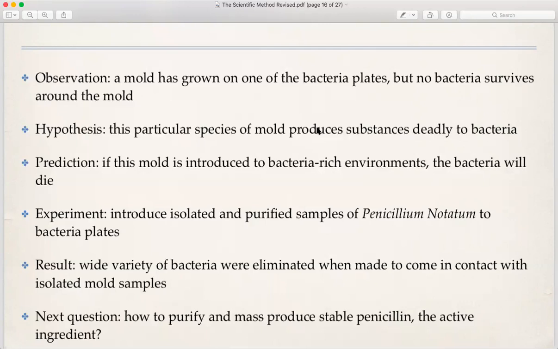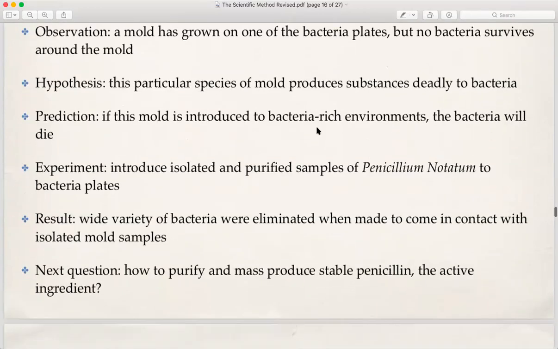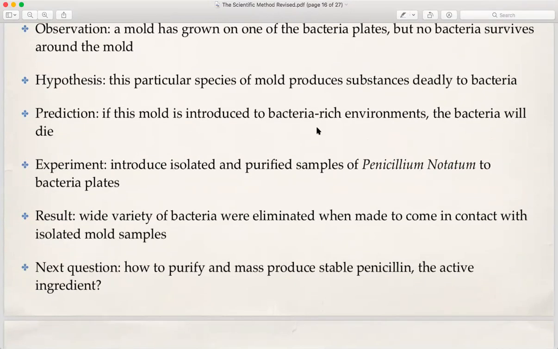And thus, of course, the prediction is that if this mold is reintroduced to other bacteria-rich environments, the bacteria should die. Eventually he isolated and purified samples of this Penicillium notatum, as you call it, and he introduced it to other bacteria plates, and the results were immediate. A wide variety of bacteria were killed using these isolated mold samples.